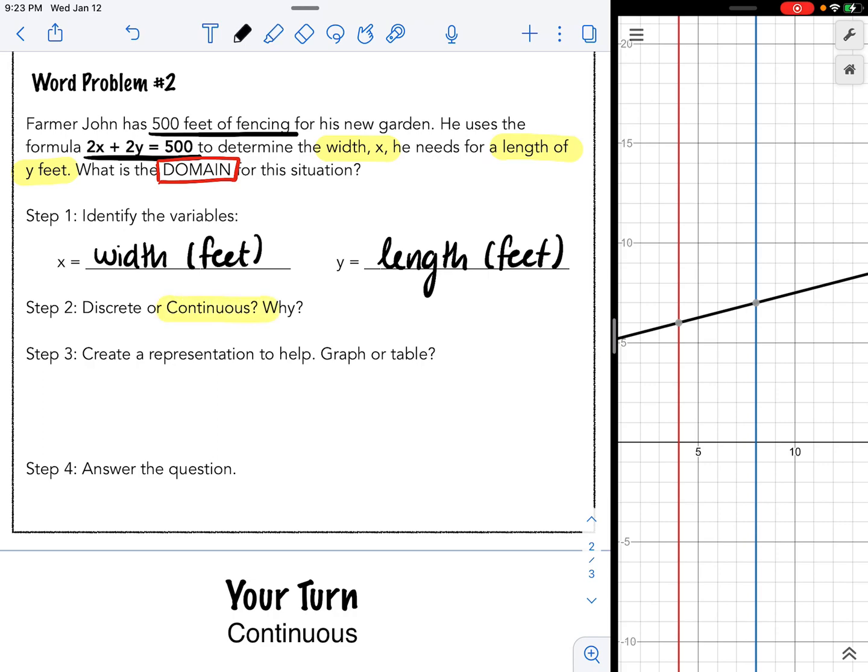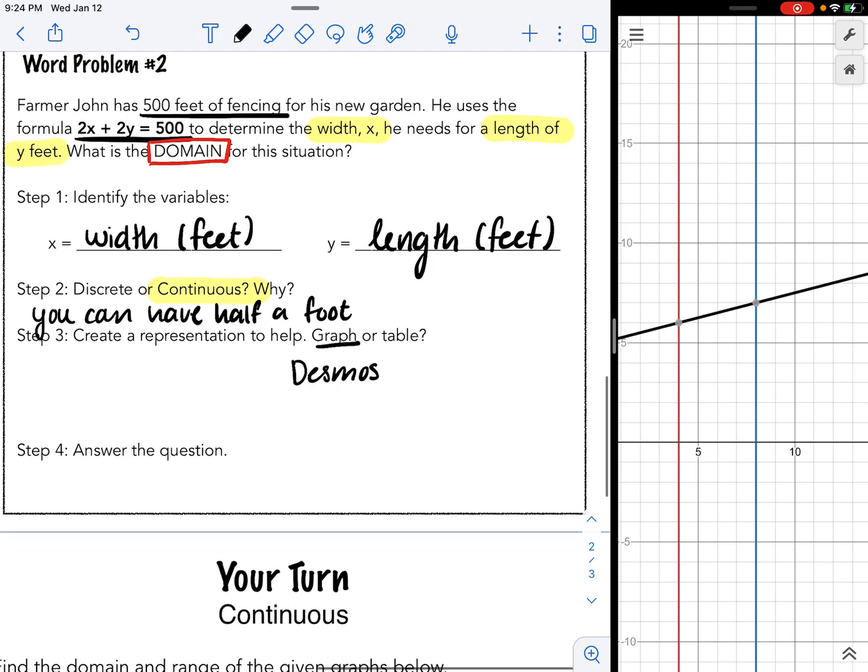I would say that this is continuous because you can have half of a foot, and we're going to go ahead and use Desmos again to graph this. Something to keep in mind is that since we're looking at domain, we're looking at all the possible widths for this garden, right?